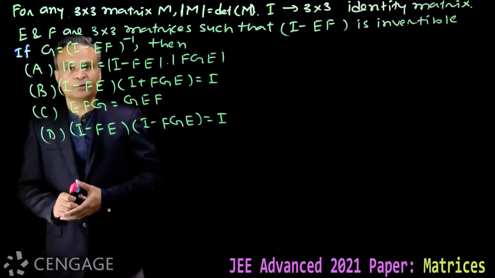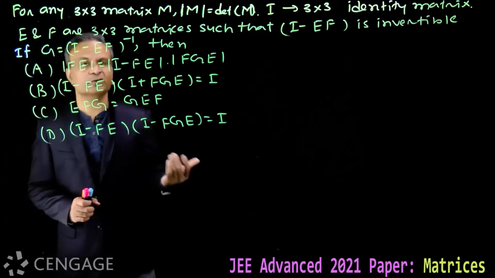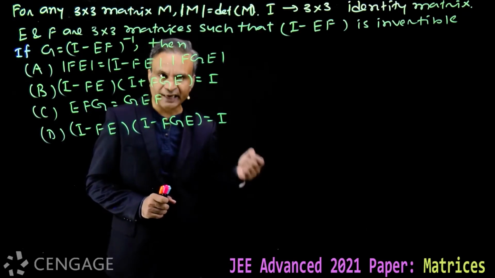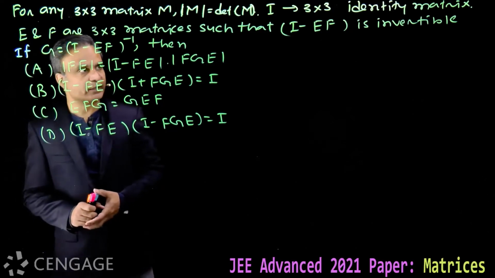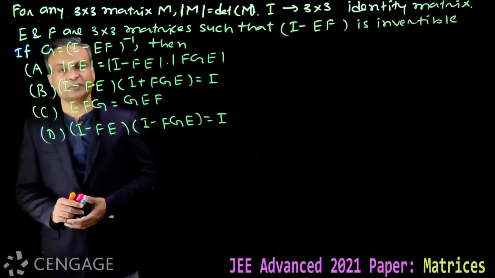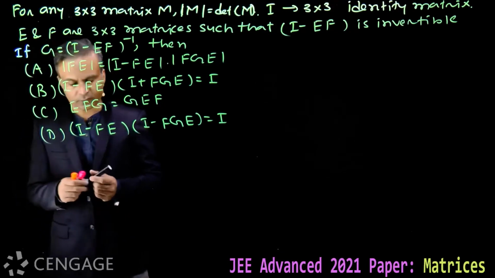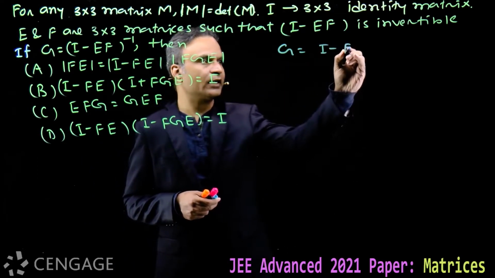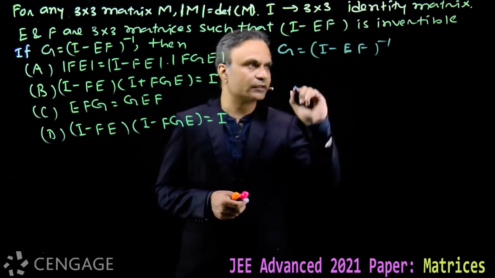Okay, we have one more question from matrices. The question is: for any 3 cross 3 matrix M, modulus of M is the determinant of M. I is the 3 cross 3 identity matrix. E and F are 3 cross 3 matrices such that I minus EF is invertible and the inverse of I minus EF is G. Then we have to check these 4 options. We have G is equal to (I minus EF) inverse. Inverse of I minus EF is G.